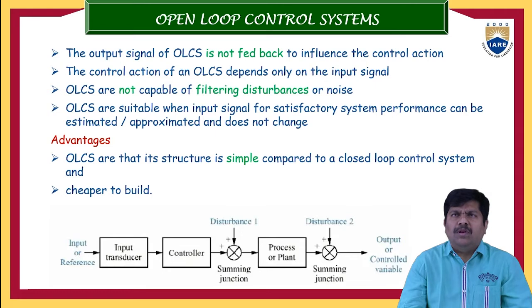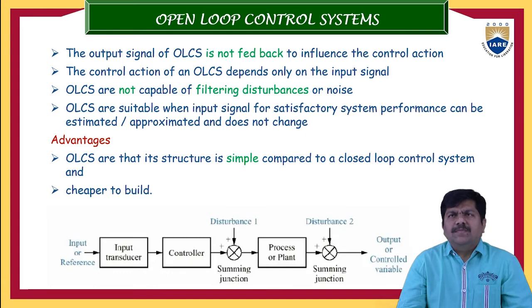There is no comparison between whether the output has reached the desired value or not. That mechanism is completely absent in the open loop control system. Whatever input we give to the system plays the key role in deciding the output. Output depends directly on the input and the system. So open loop control systems are not capable of filtering disturbances.